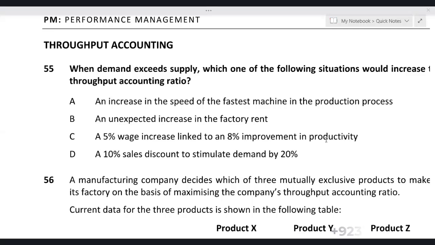Okay, dear students, let's start section A on throughput accounting. In the previous two classes, we discussed TOC, theory of constraints, and throughput accounting. We have discussed all the theoretical areas of throughput accounting. Now the time has come to implement the knowledge in section A, and after that, we'll go for section B. So let's start.